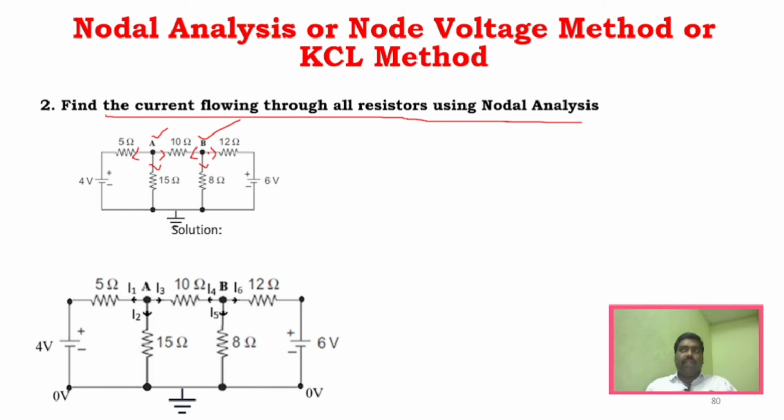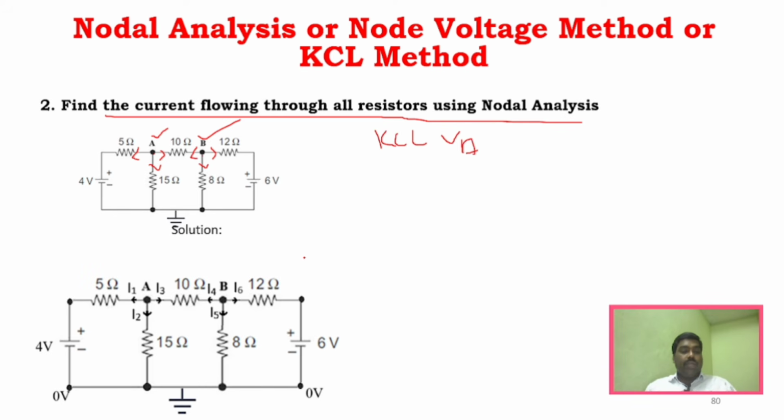Now that is VA and VB. After finding VA and VB, once again you have to use the same expression to find the current across all the resistors, right? I'll just write the expression alone and I'll explain the complete problem. So now you take first VA, applying KCL at node VA.